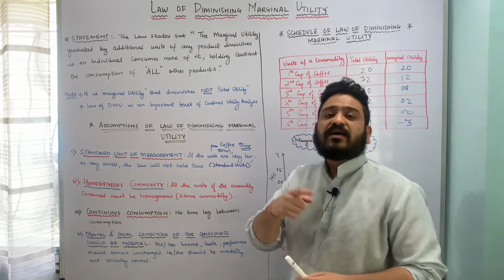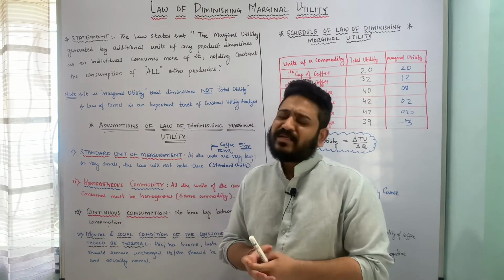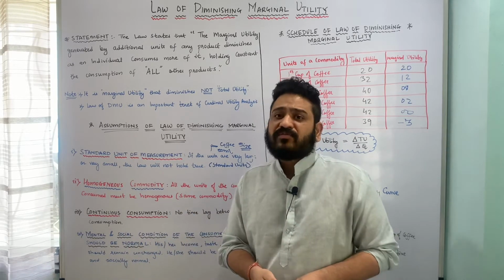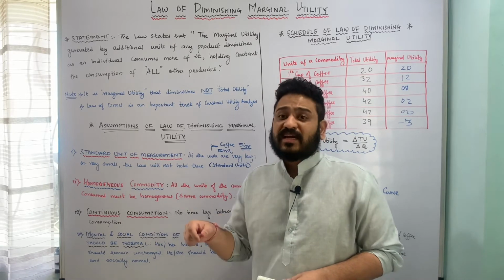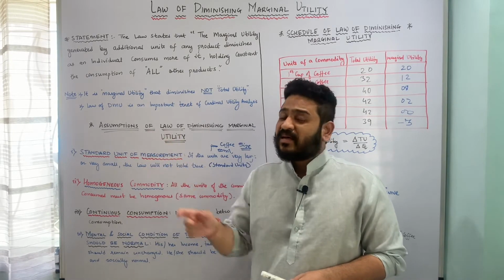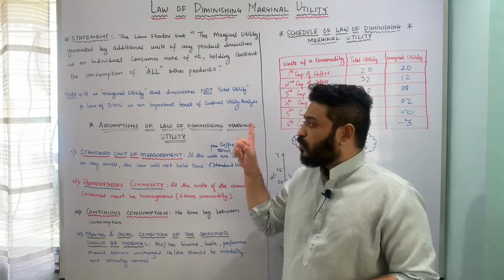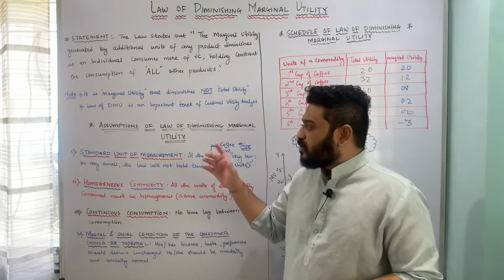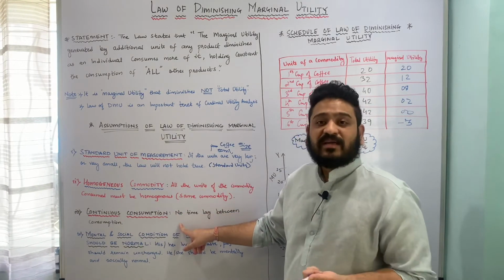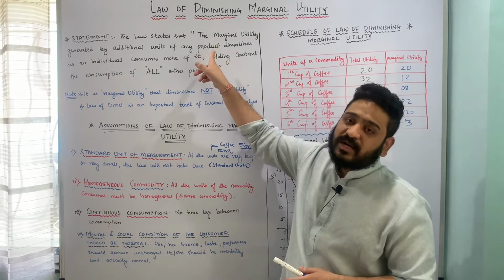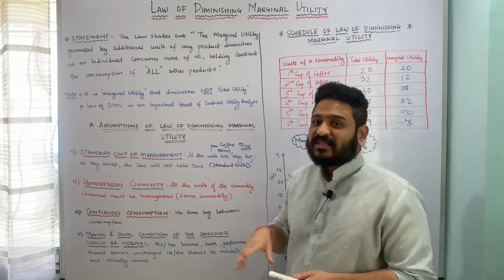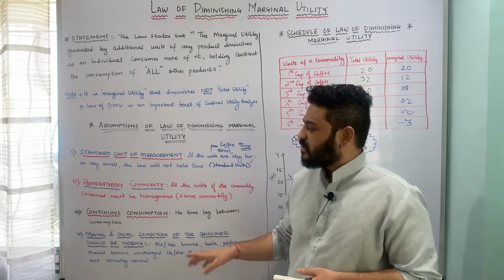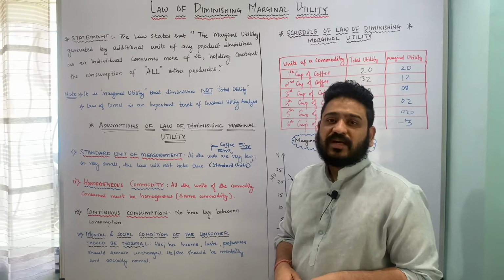The third is continuous units of consumption. That means there should not be any time lag between successive consumptions. If I take one cup of coffee in the morning, a second in the afternoon, and a third in the evening, that is not true with respect to the law of diminishing marginal utility. You have to successively consume units of a commodity, so that it will be easier for the law to hold true. If that is not happening continuously, and there is a time lag between successive consumptions, then there are chances that the law of diminishing marginal utility will not hold true.